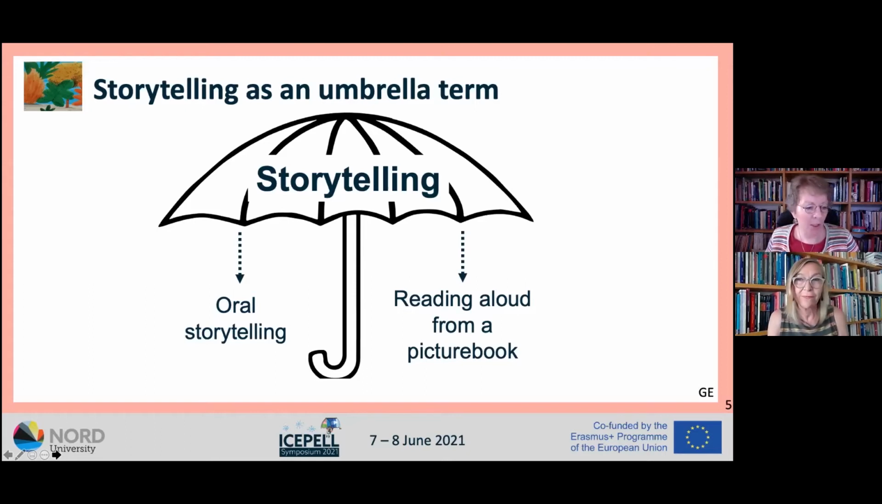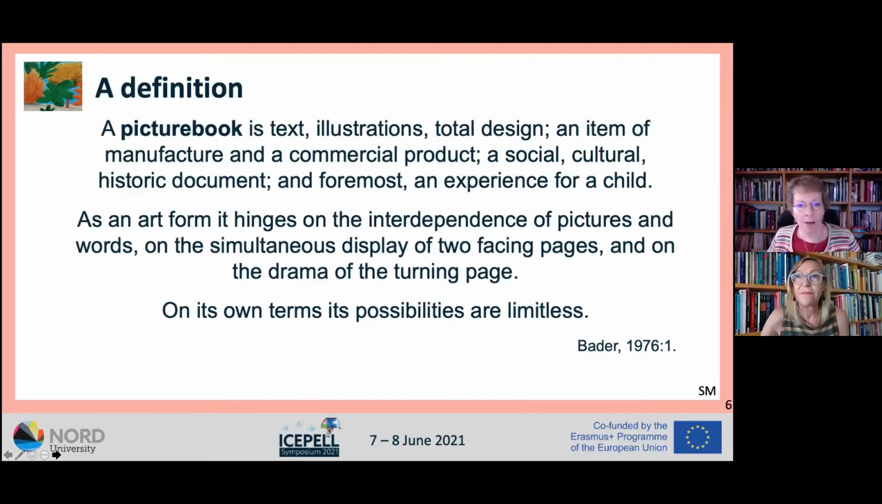So a picture book is not just a picture. A book, rather, with words. And our favourite definition is by Barbara Bader, and it's one that we share when we're talking about picture books, and many of you will be familiar with this definition. It's divided into three parts, so I'm just going to read the first bit. A picture book is text, illustrations, total design, an item of manufacture, and a commercial product, a social, cultural, historic document, and foremost, an experience for a child.